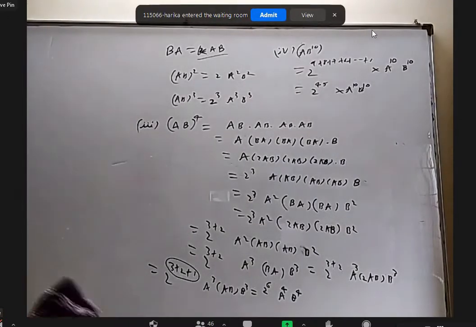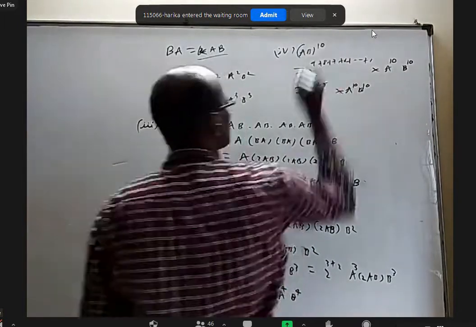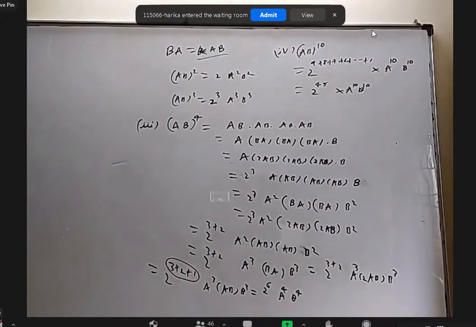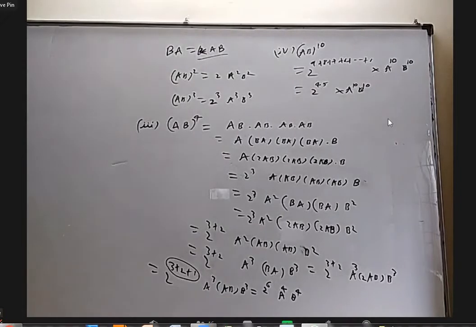Okay, I'm going to erase this whole thing, this (AB) whole power 10 here. Does anybody need more time to copy this? No, sir. Okay. Nandan, you are there in the class? Yes, sir. Okay, you are clear? Yes, sir.